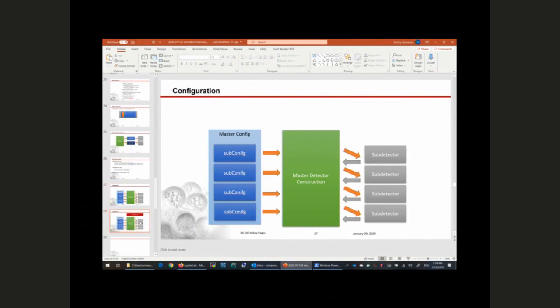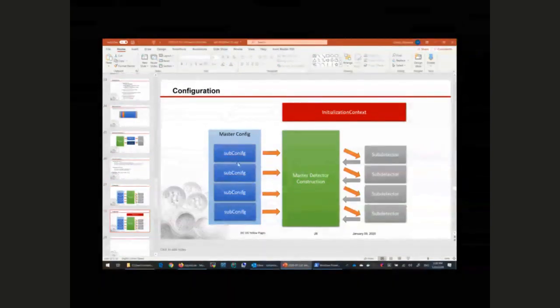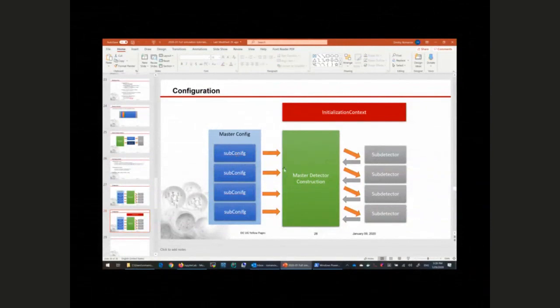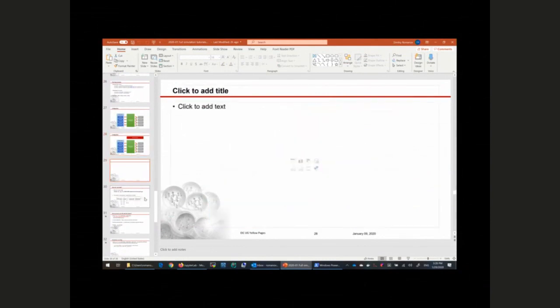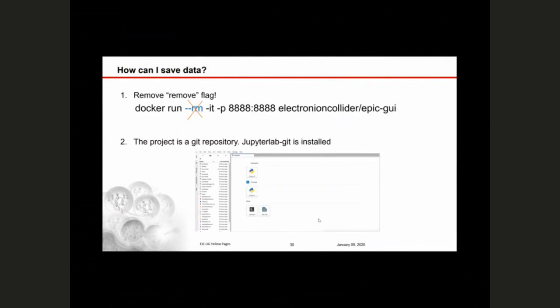And finally, to have a full picture with the initialization context, it works like this. Each subdetector has its subconfig, which it works with. So it's just a single file. It's actually pretty simple. Okay, now let me finalize with some usual questions and answers. I hope that we finished with inputting the detector.